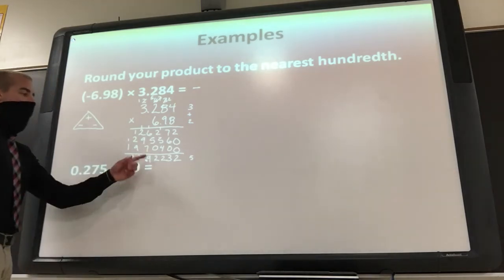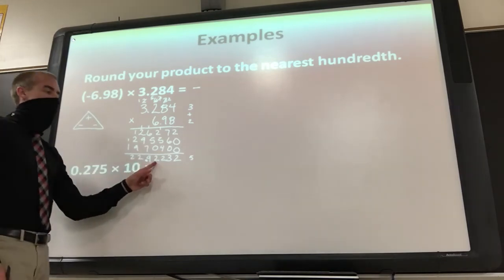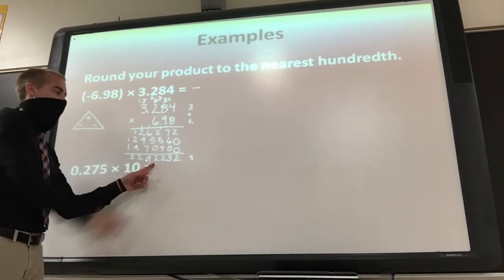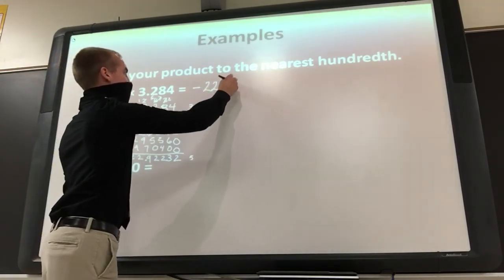So we get negative 22.92232. Round to the nearest hundredth. It should be that first 2, but we're not going to have to round up at all. It's going to be negative 22.92.